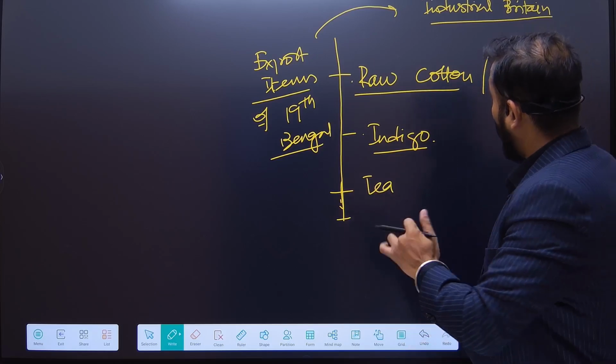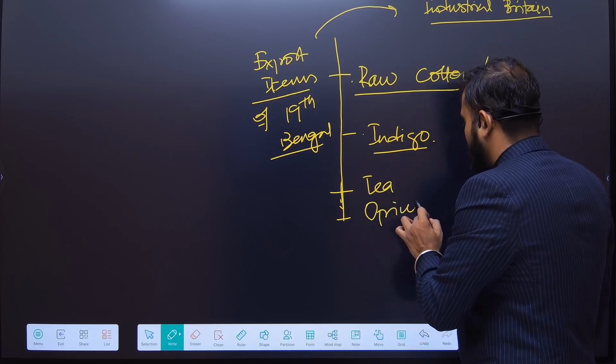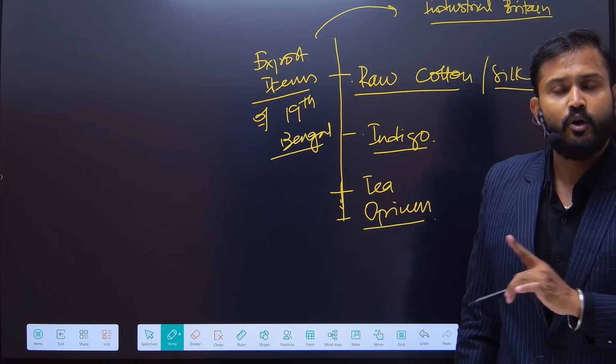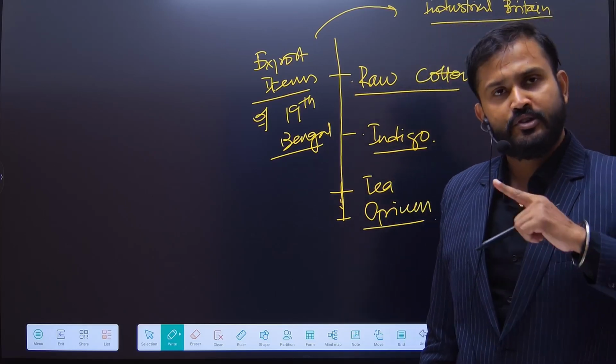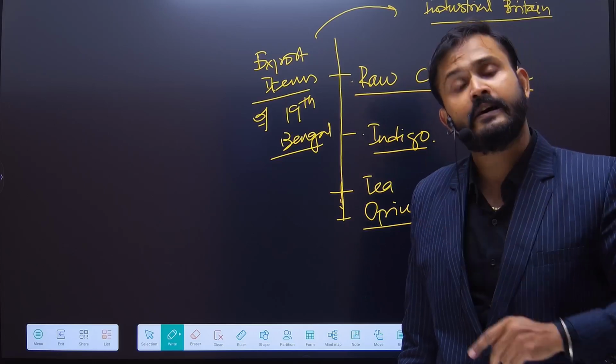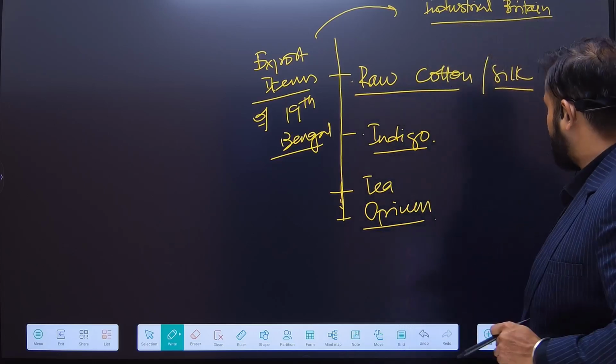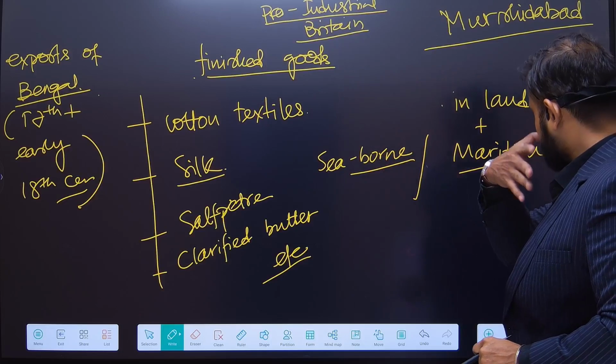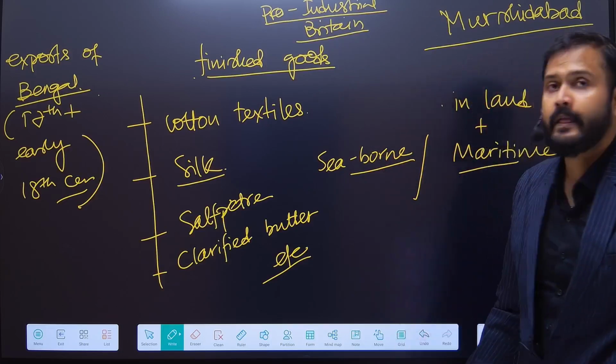The export basket, yes, opium, I remember. India or Bengal was also exporting opium, especially to balance the trade deficit with China. These were the export basket. Change the paragraph.